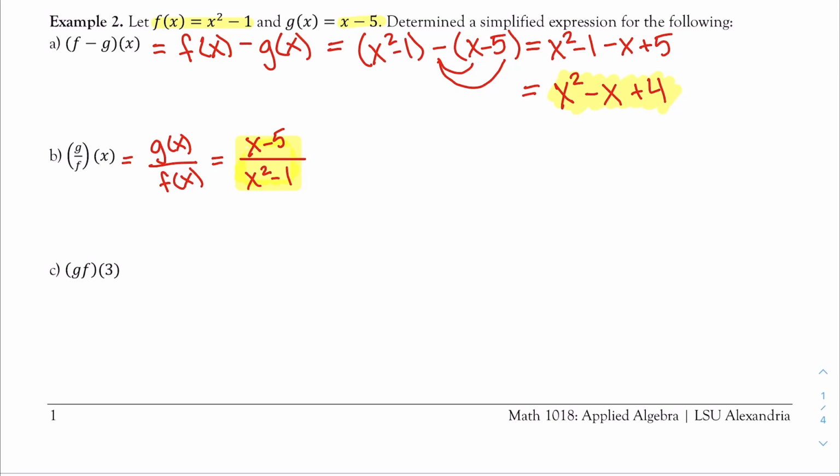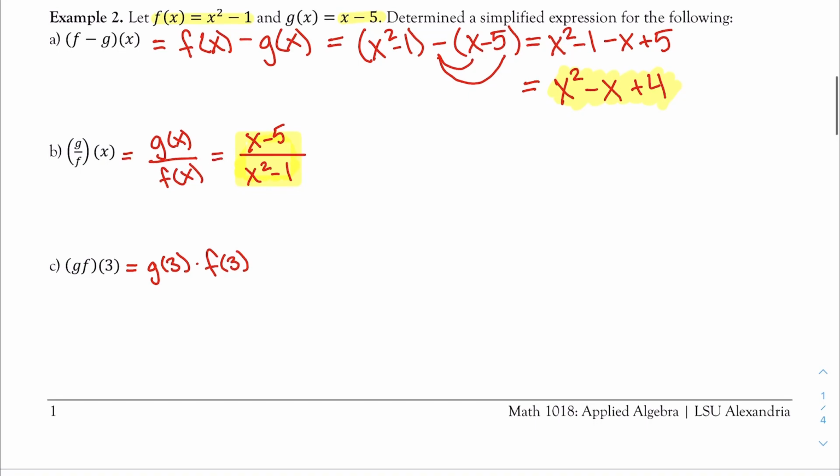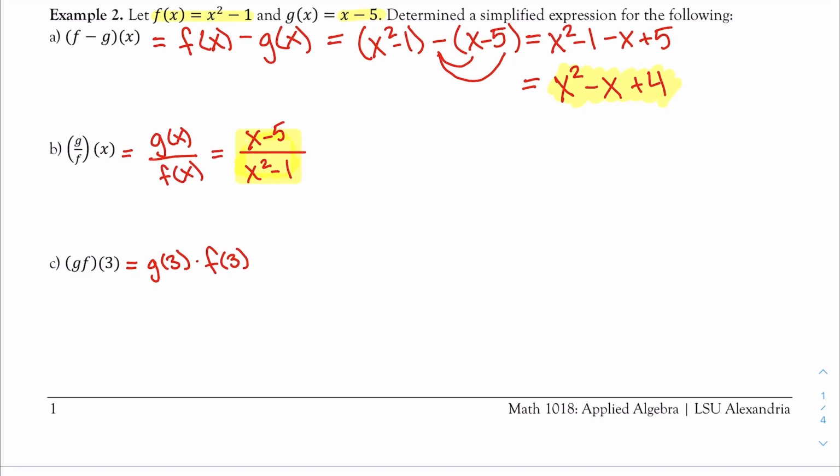So once again, let's translate this. We can write this as g of 3 times f of 3, like so. Well, I don't know what f and g of 3 are. I know what f of x and g of x are, but I don't know what g and f of 3 are. So before I move further, I need to figure out what these quantities are. So I'm going to do some work on the side.